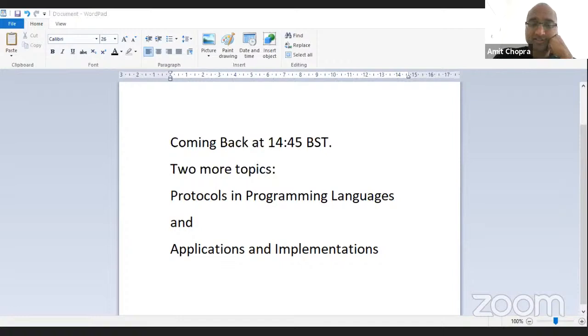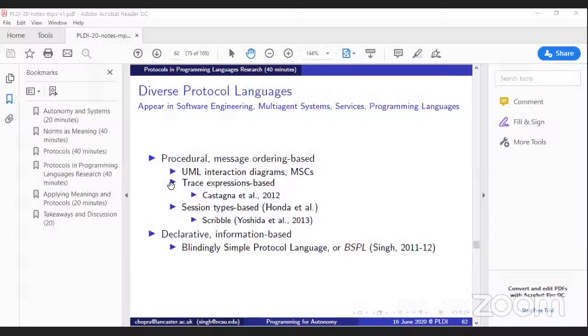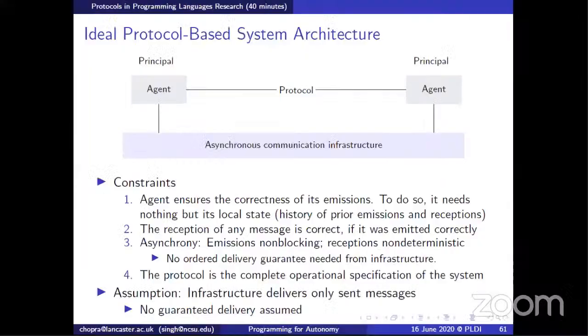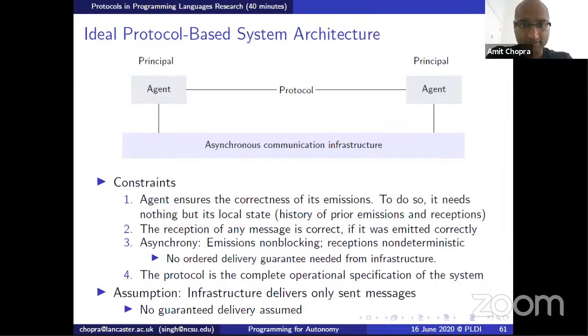So let us review a protocol-based system architecture. The slide shows the ideal... Amit, you're not sharing your slides yet. Oh, I'm not sharing my slides. Sorry. Yeah. Can you see the slides now? Now they've been shared. Okay.